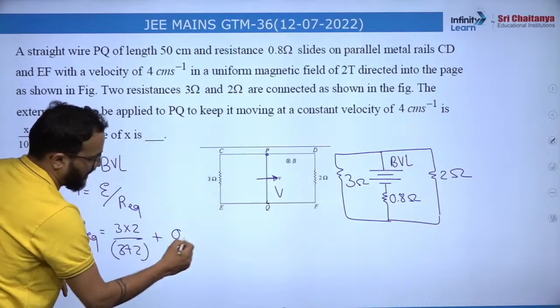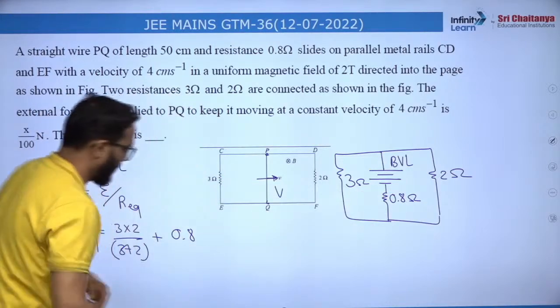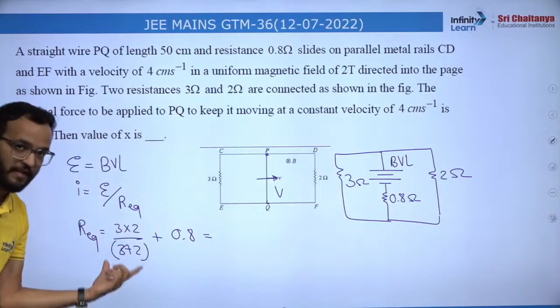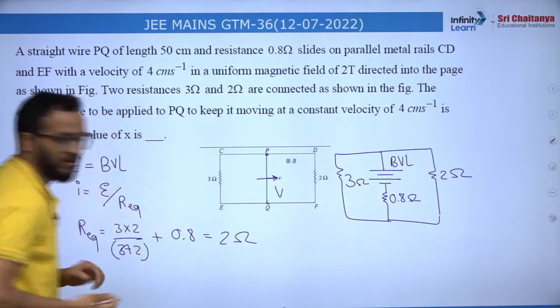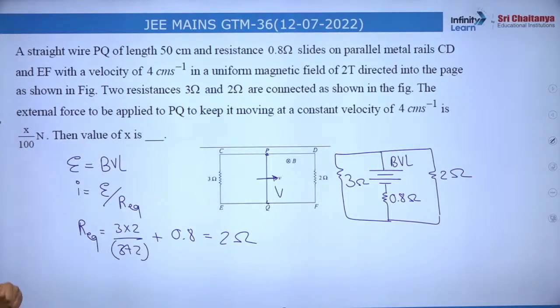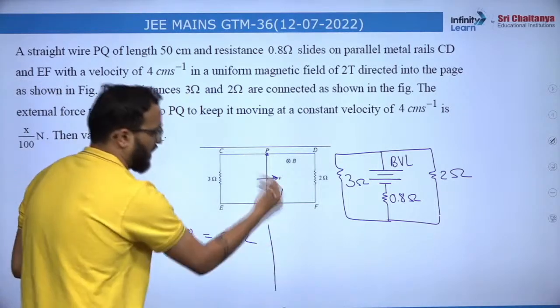plus 0.8. This will be in series, right? So it will be 3 into 2 by 5, 6 by 5, which is 1.2. 1.2 plus 0.8 is 2 ohms, right? So R equivalent is known to you. Okay. Now what is the force required here?